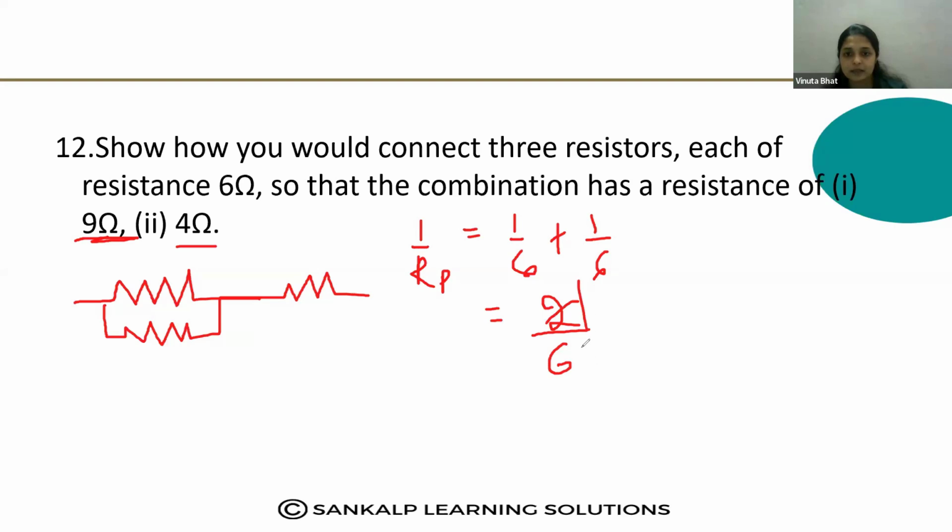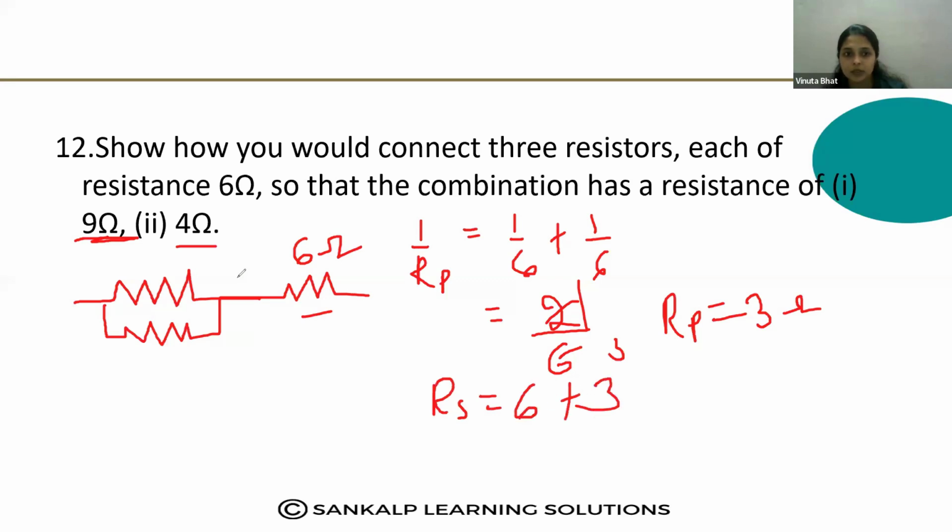Rp is equal to 3 ohm. So when it is connected in parallel, then again the 6 ohm resistor is connected in series. So here Rs is equal to 6 ohm plus the total resistance of the parallel resistors, that is 3 ohm, that is equal to 9 ohm resistance.